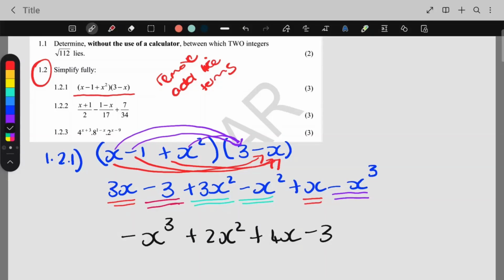So let's quickly mark. So you'll get a mark for multiplying the first 3 out. So there's a mark. And then you'll get a mark for multiplying this out and adding the like terms. And that's how you would get 3 marks.